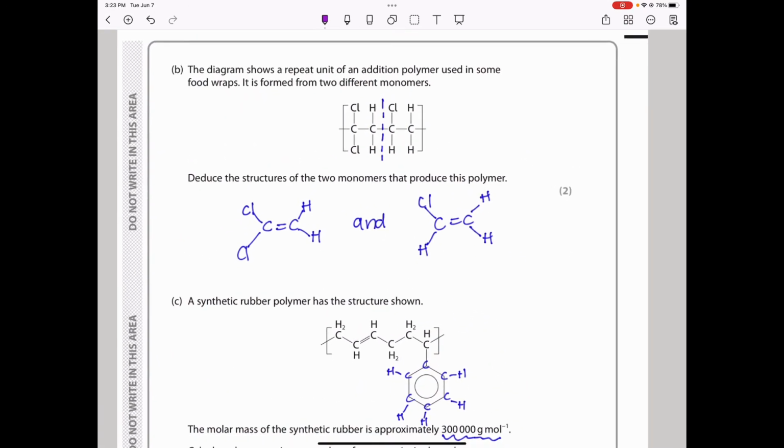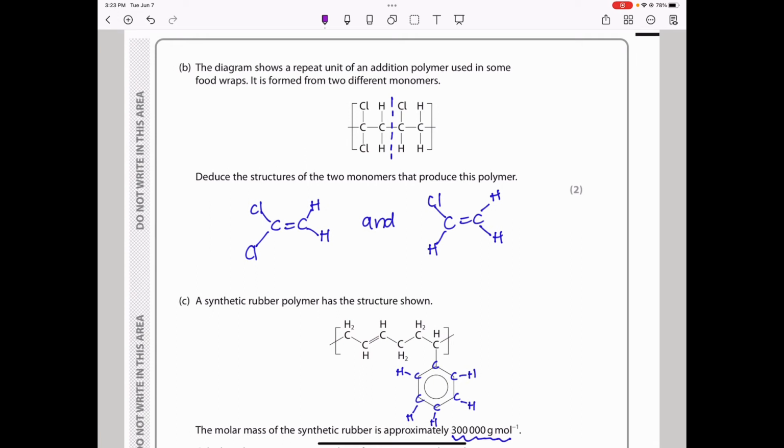Next, we go to part B. It says, the diagram shows a repeat unit of an addition polymer used in some food wraps. It is formed from two different monomers. They said to use the structure of the two monomers that produce this polymer. This is easy. Actually, this is addition polymerization. However, we can see there are two different monomers because this one has two chlorines on the same carbon, whereas this one has only one chlorine on that carbon. So if you split this in half, you are going to produce alkenes.